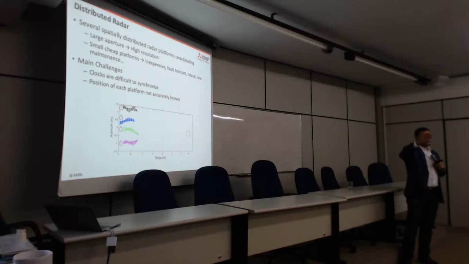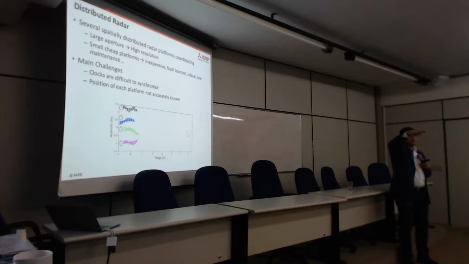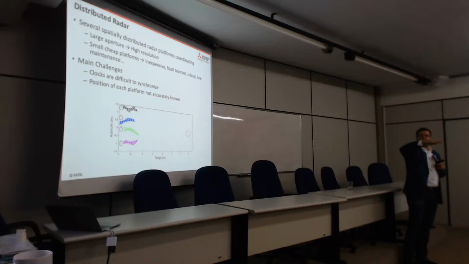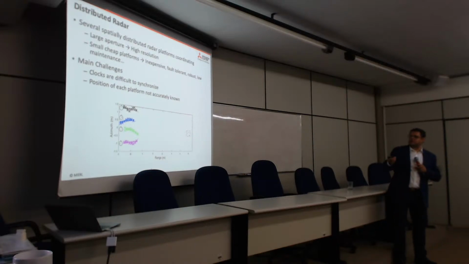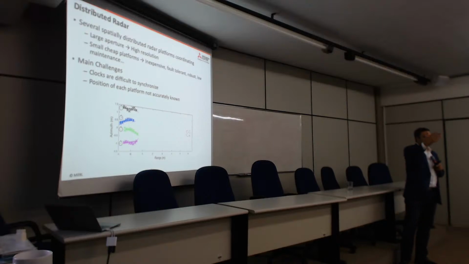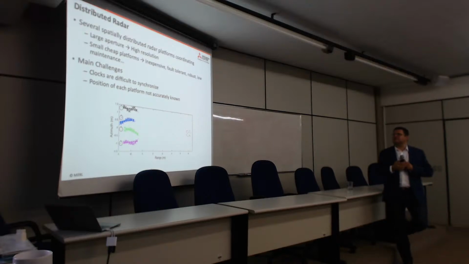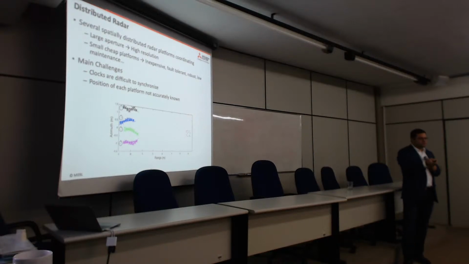Also, think about drones, right? You have your drone. How does it know its position? Well, maybe you can put a GPS signal. It's never good enough. So the position of its platform is never accurately known. When you're talking about, let's say, millimeter wave, you need the position known to sub-millimeter accuracy. So you need the position known to tenths of the wavelength to be able to do good reconstruction.